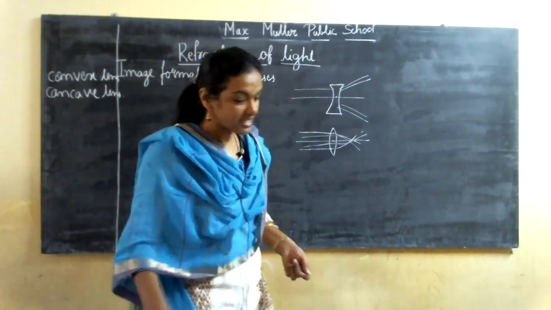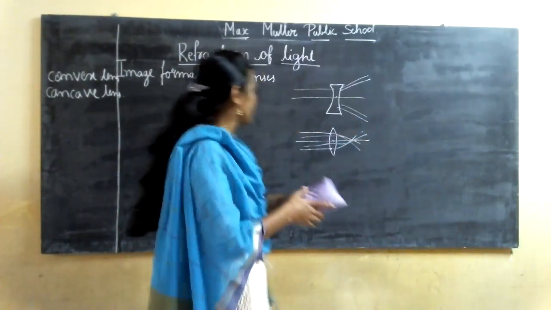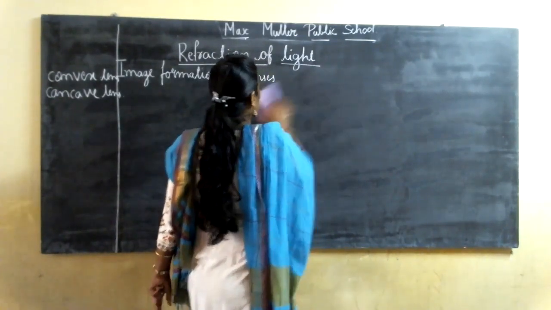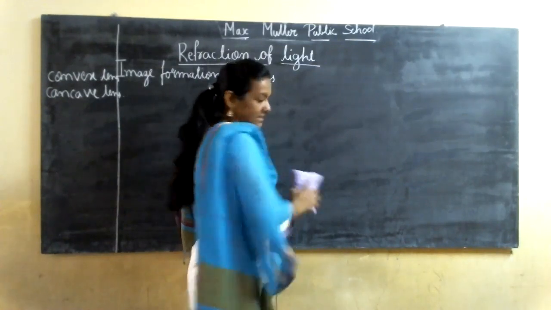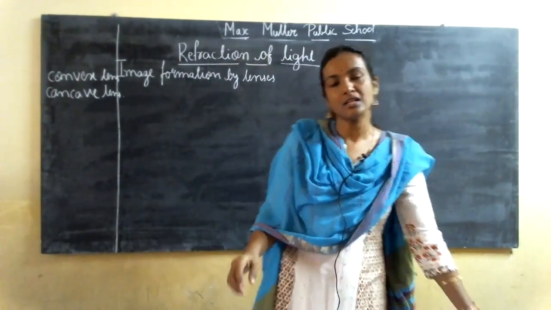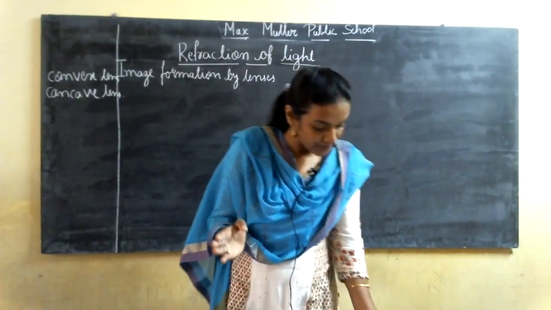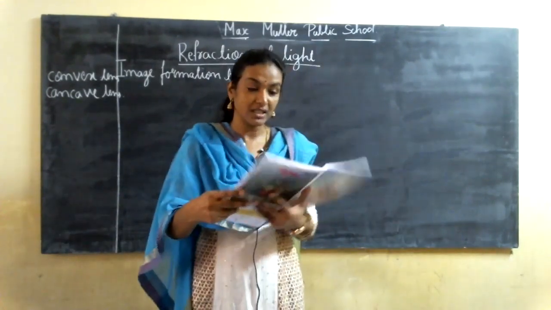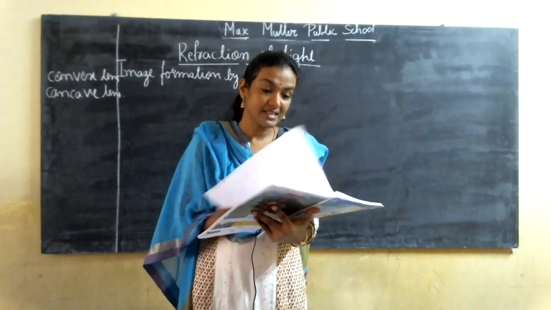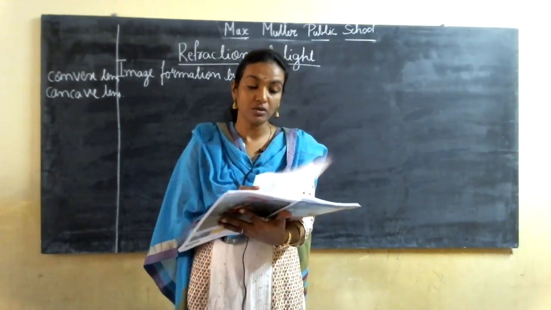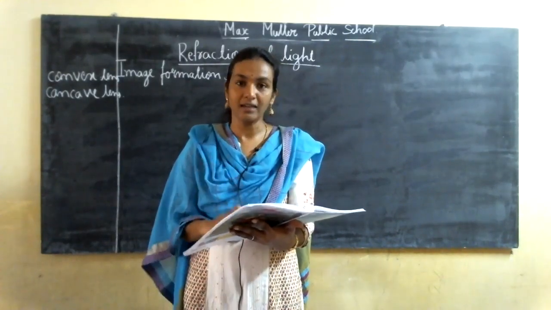Clear? So in the last class, what did we study? We studied the convex lenses, how the image forms when you are using a convex lens. There also three rules were there, right? Three rules were there. So today we'll see how the image forms when you are using a concave lens.